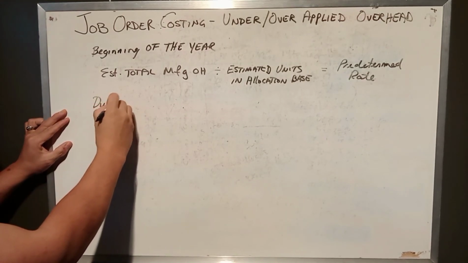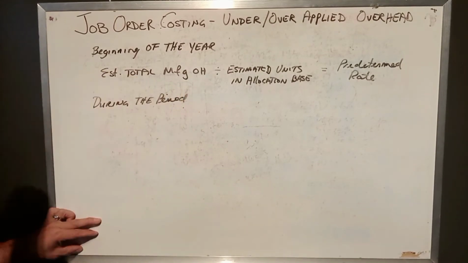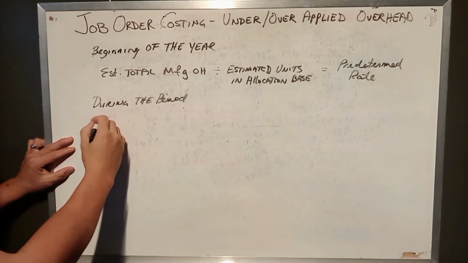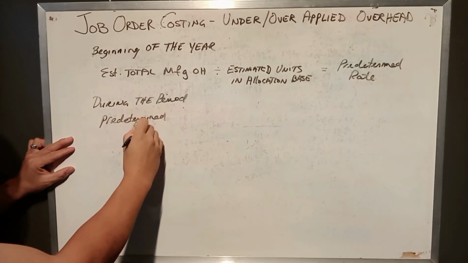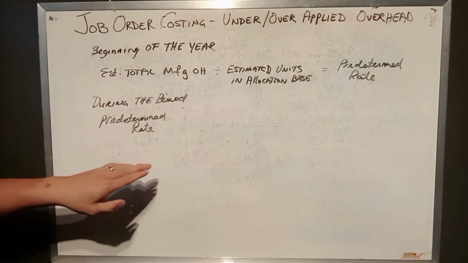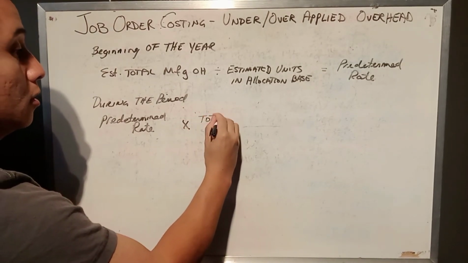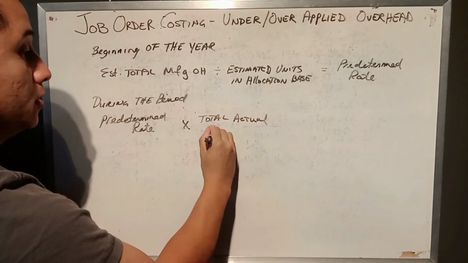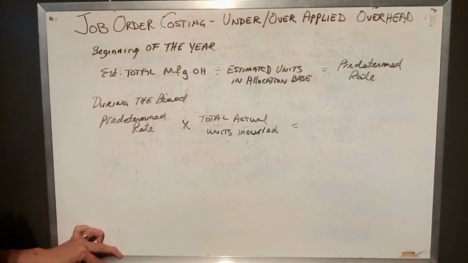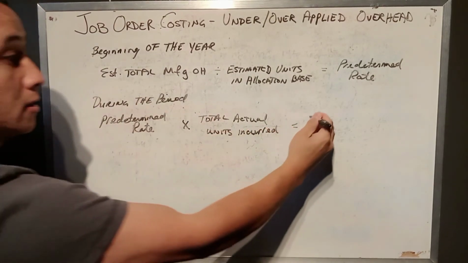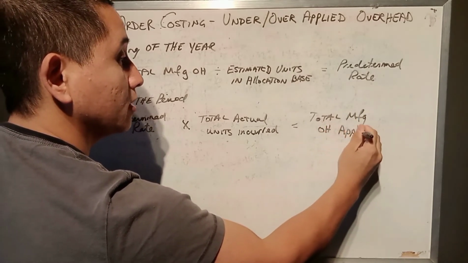During the year, basically here, we take the predetermined overhead rate and multiply it by the total actual units incurred. Basically, that would give us our total manufacturing overhead applied. So that's during the period.